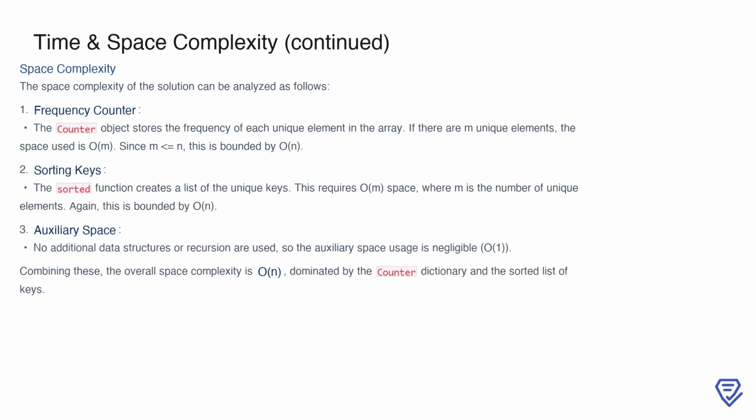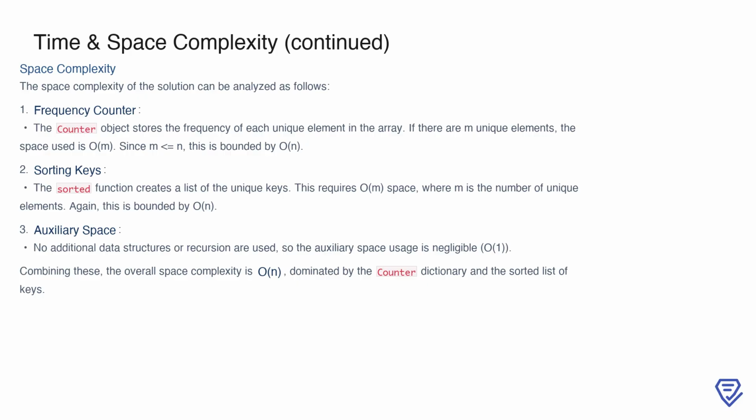Now, let's analyze the space complexity of the solution. First, the frequency counter created by the Counter object stores the count of each unique element in the array. If there are m unique elements, the space usage is proportional to O(m). Since the number of unique elements m is always less than or equal to the total number of elements n, this is bounded by O(n).